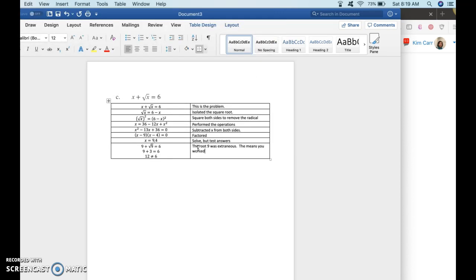You worked it correctly, but the answer did not solve. Squaring, the squaring of a root can cause that to happen.